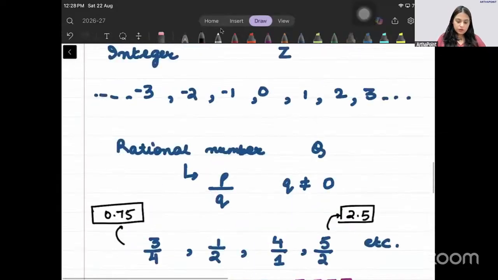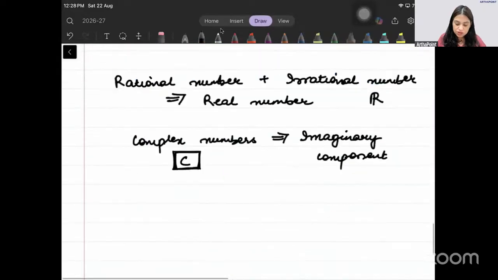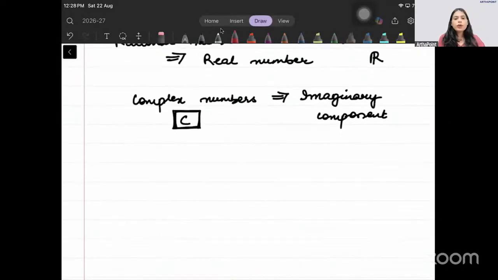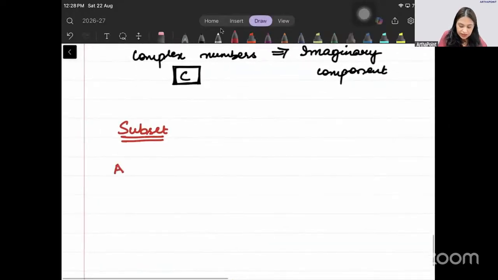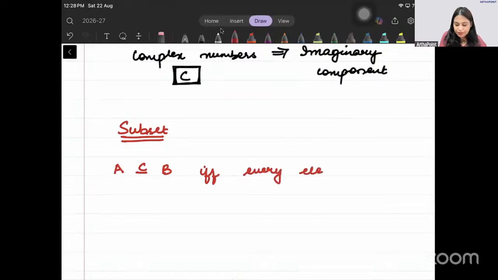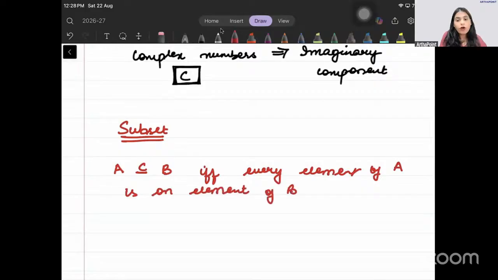Abhi, why is this useful? When will we use these representations? So for that, I want to introduce a term which is called a subset. What is a subset? A is called a subset of B if and only if every element of A is an element of B.